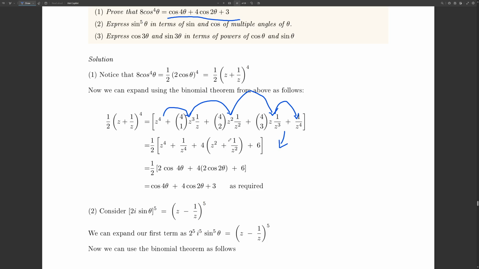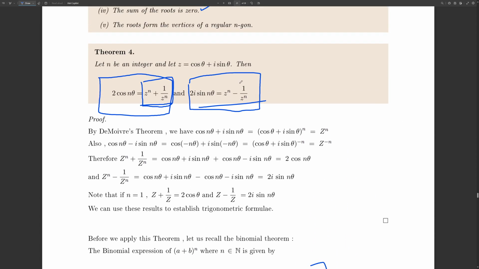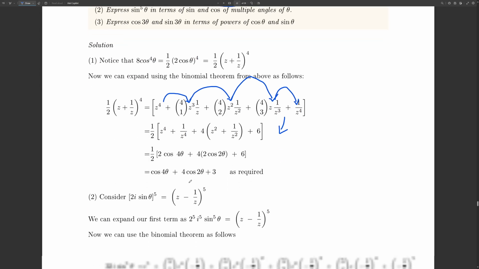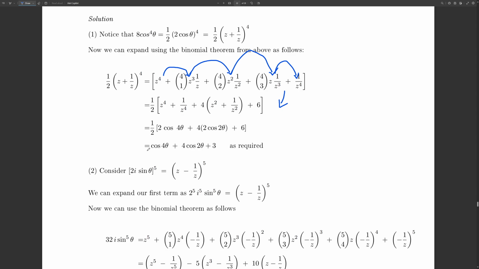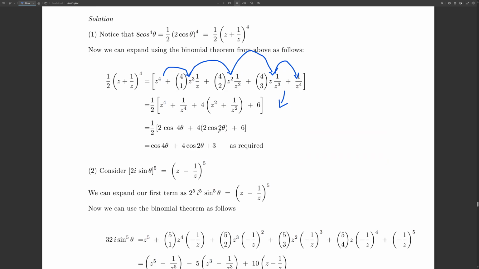Then I look for which of my forms here resemble this now. So we have to learn these, right? Learn them, remember them, commit them to memory. When I do that, I will see that I get my right-hand side. So it's just an application of using the binomial theorem to be able to solve questions like these, right?